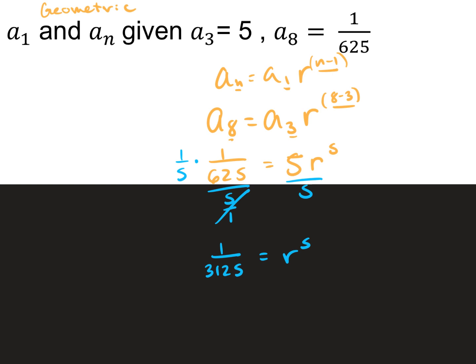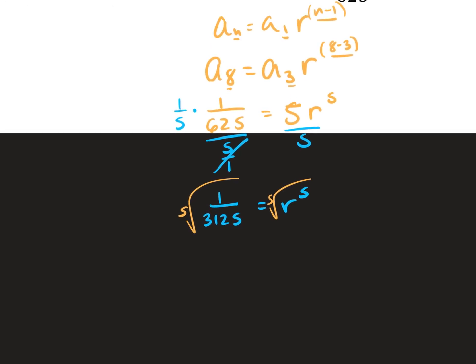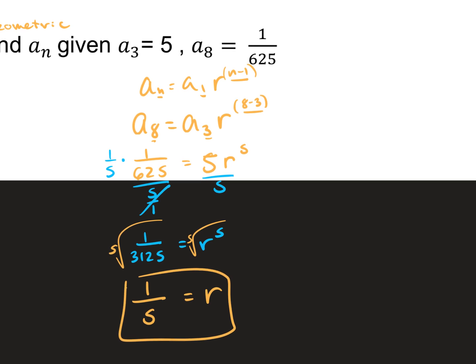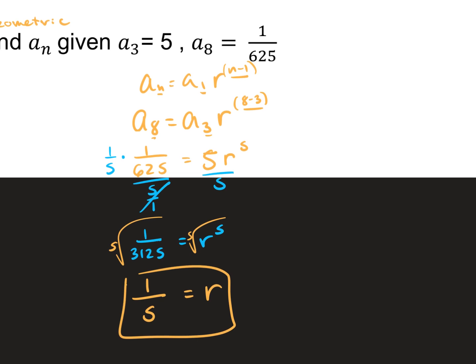What would I do next? Take the 5th root of both sides. So what do you think the 5th root of 1 over 3,125 is? 1 over 5. So our r is 1 over 5. What would I have to do next?